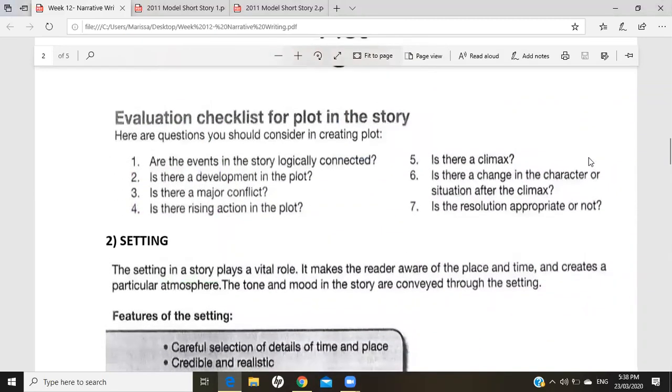So now we have the evaluation. Good. So now we have the evaluation checklist for the plot of the story. So these are some questions that you could consider in creating a plot, right?